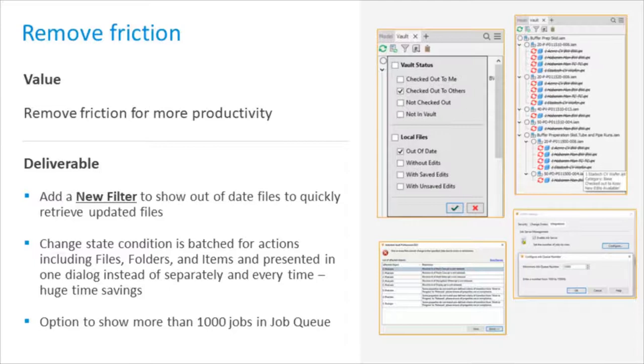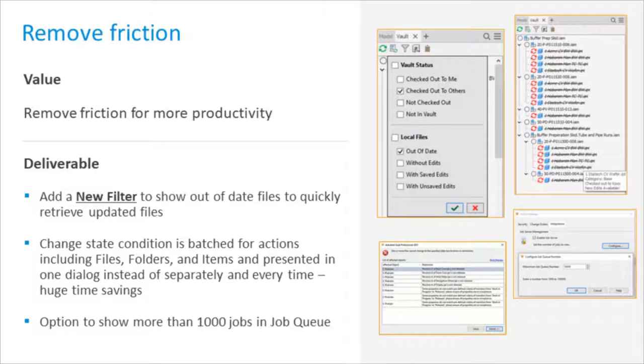Here are some of the improvements Autodesk have made thanks to customer feedback. Out-of-date file filters. Autodesk Vault 2021 has a new out-of-date file filter in Inventor's Vault browser. When enabled, the browser filters out all out-of-date files from the tree view so you can quickly find updated files. Change state condition is batched for actions including files, folders, and items and presented in one dialog instead of separately every time. This is a huge time saving.